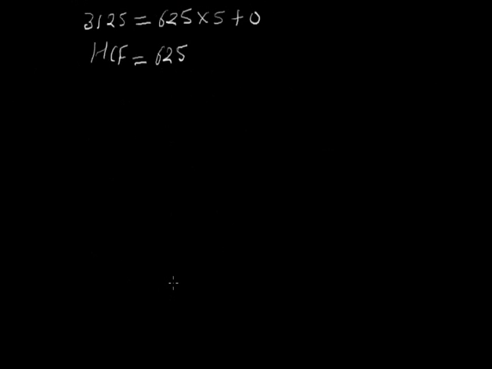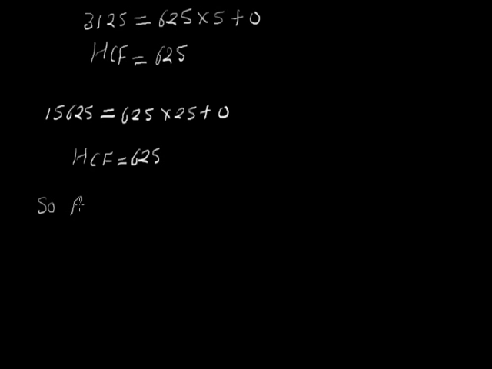Now let us find the HCF of 625 and 15625. So we will divide 15625 by 625. Okay, this time the quotient is equals to 25, and again the remainder comes out to be 0. So here HCF is equals to 625. Okay, so by this way we can say that HCF of all these numbers is 625. So required number is 625. That is the answer.